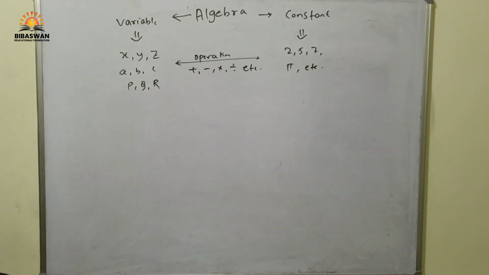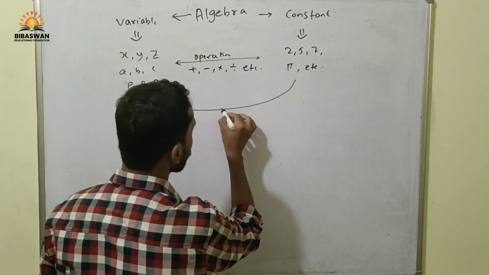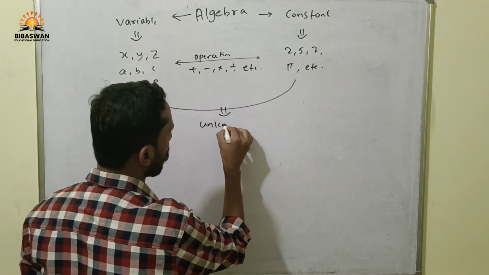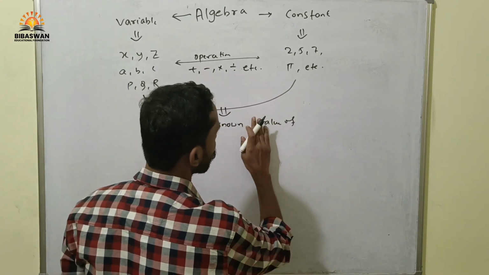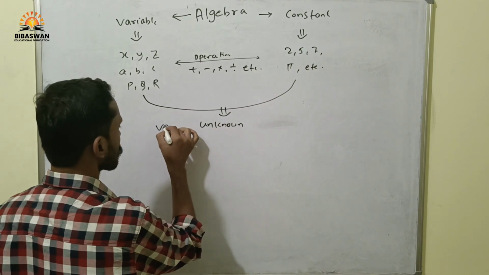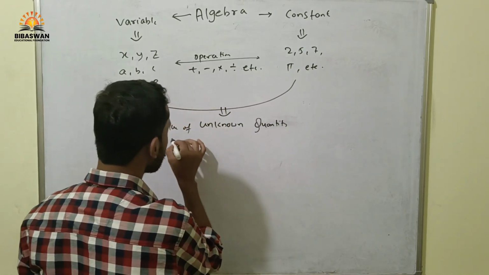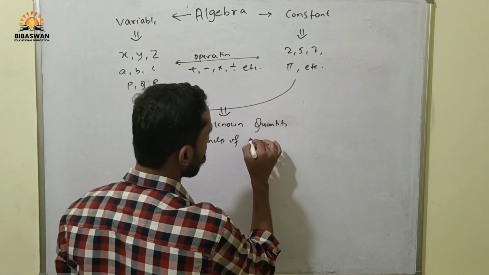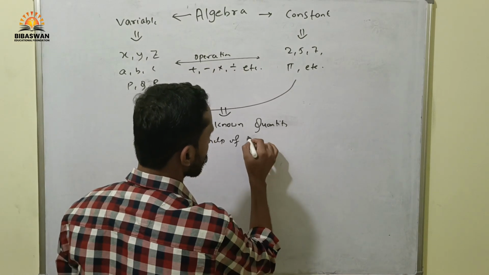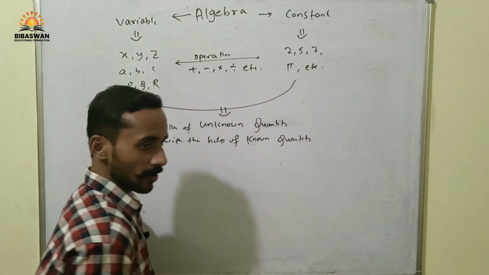So, if we combine these operations, what do we get? We get, or we have to find, the value of an unknown quantity with the help of some known quantity.